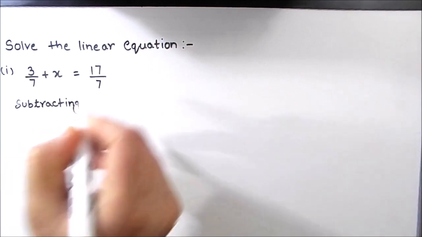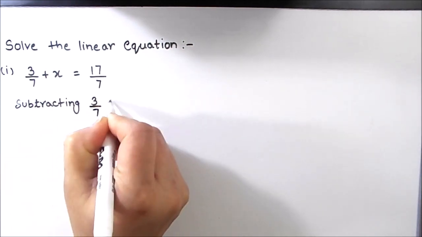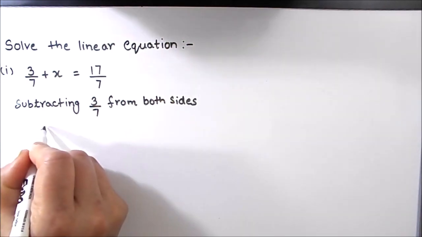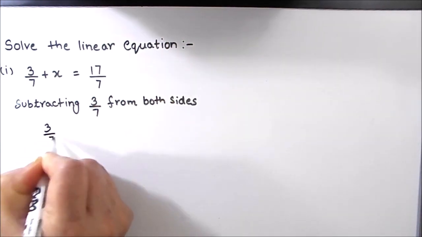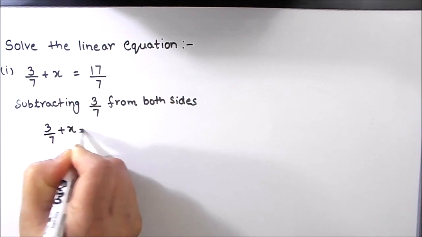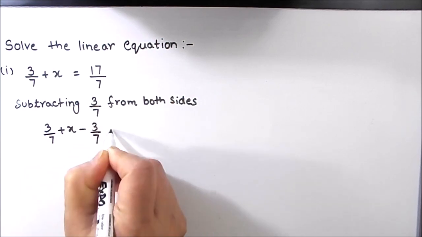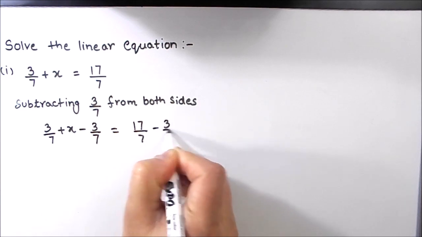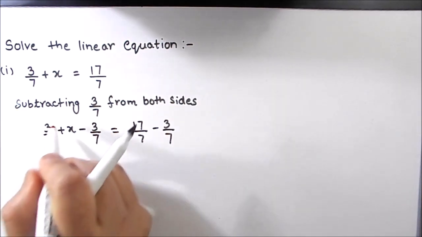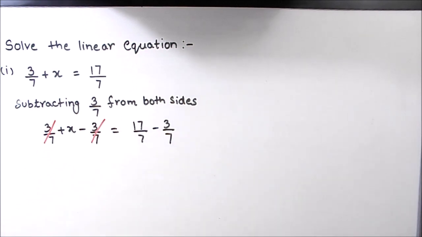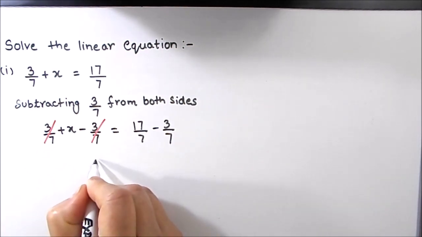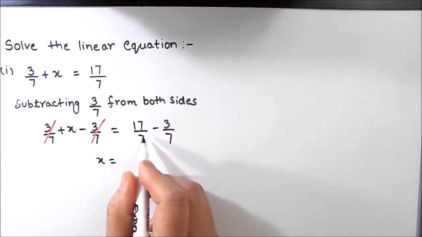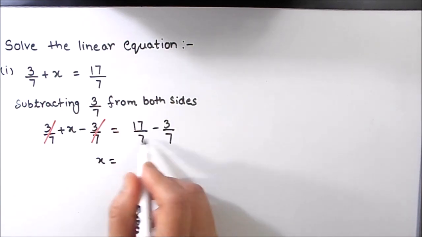So subtracting 3 by 7 from both sides, we'll have 3 by 7 plus x. Then we'll subtract 3 by 7 from here and 3 by 7 from the right hand side. So these two get cancelled and on the left hand side we are left with only the variable x, and on the right hand side we have 17 by 7 minus 3 by 7.